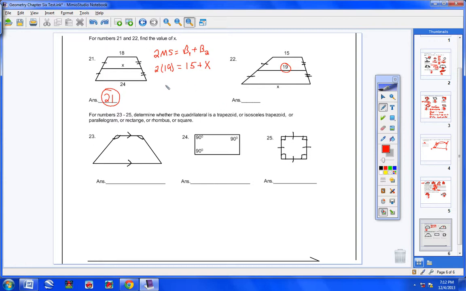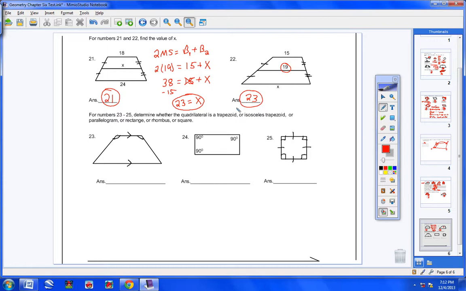Now let's solve for x. 2 times 19 would be 38 equals 15 plus x. Now bring the 15 over and make it a negative 15. So if you bring the 15 over and make it a negative 15, we're left with 23 equals x. 23 equals x. So there, you just found the measurement of one of the bases.